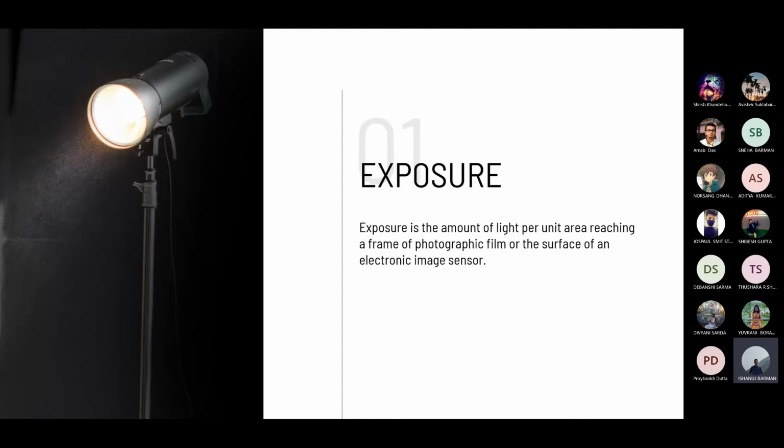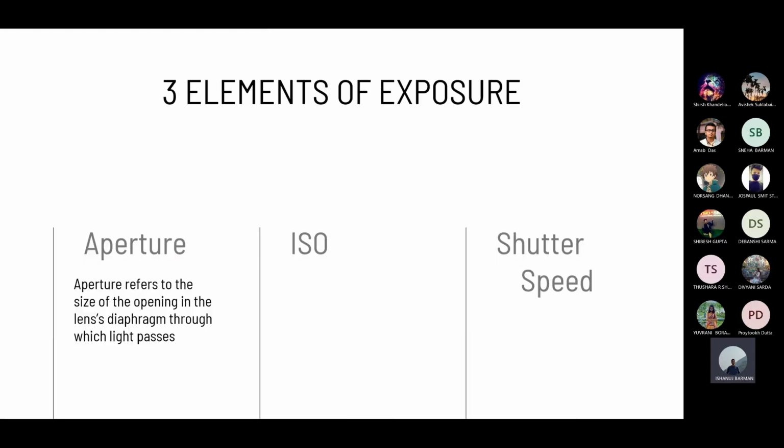As you can see, exposure is the amount of light per unit area reaching the frame of the photographic film. So exposure can be called how much light is reaching the sensor and what the luminosity of your picture is. As I mentioned, there are 3 elements of exposure: aperture, ISO, and shutter speed.